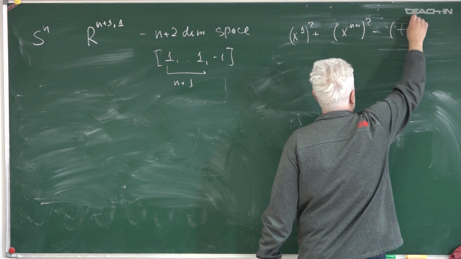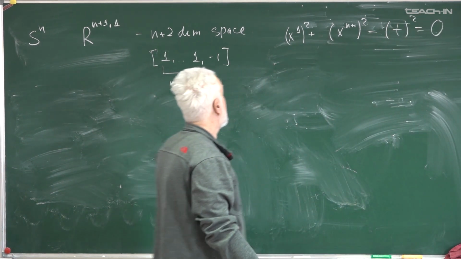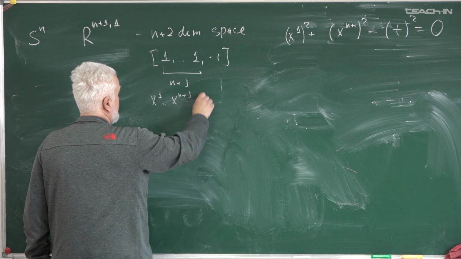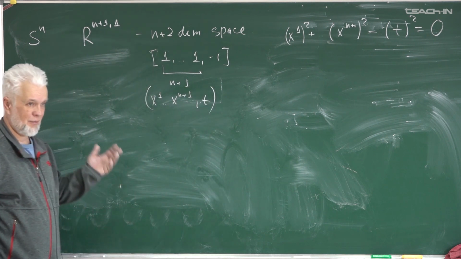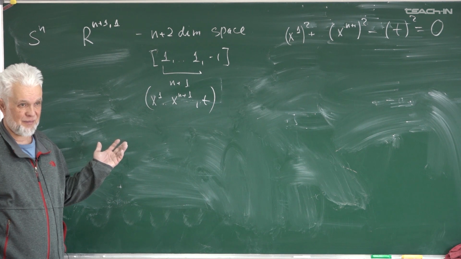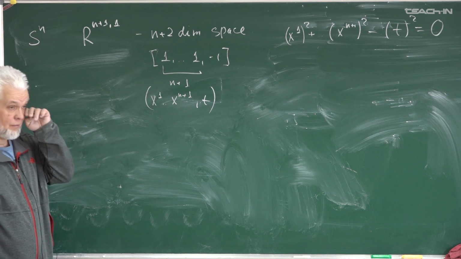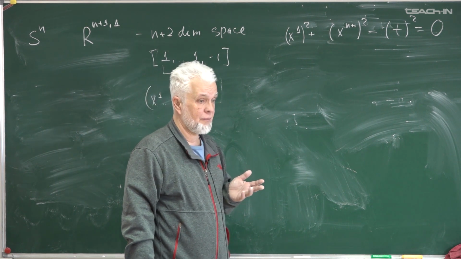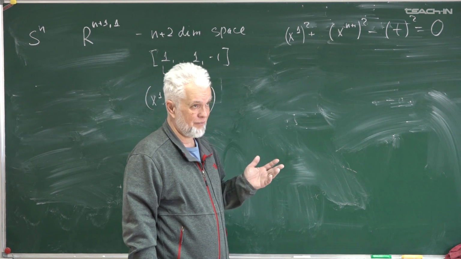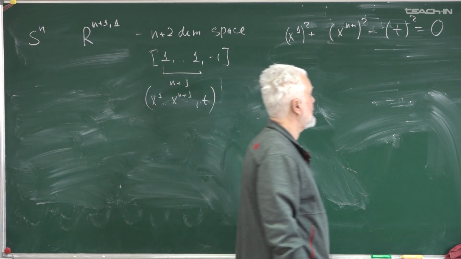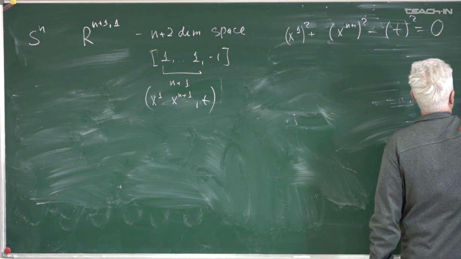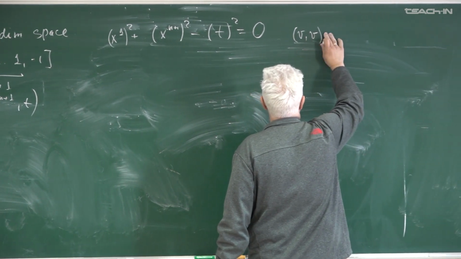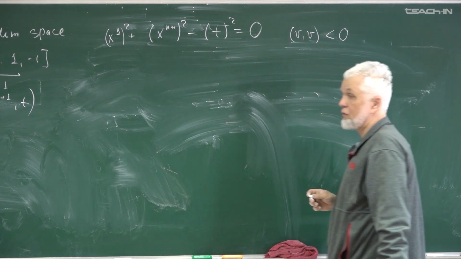Okay, t square is equal to 0. Let's note variables x1, ..., xn plus 1, t. It's an evident reason. Then, for example, consider any time-like vector v.